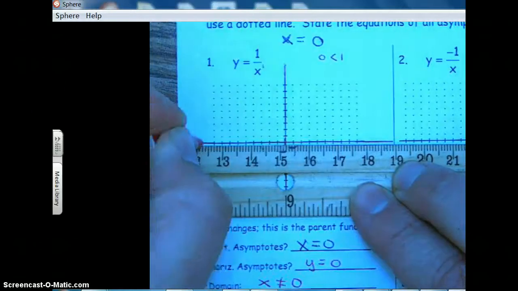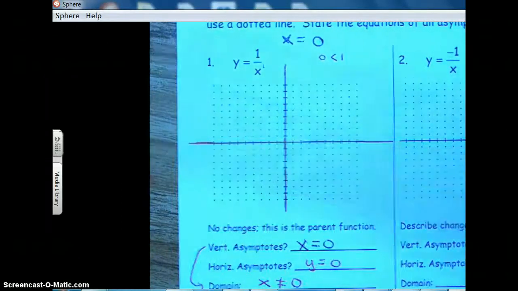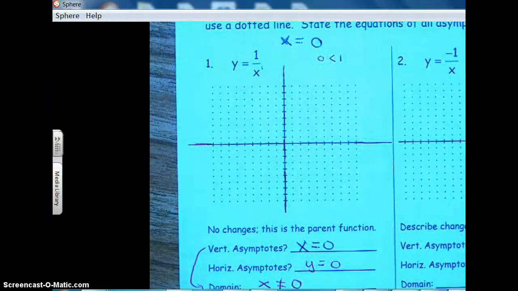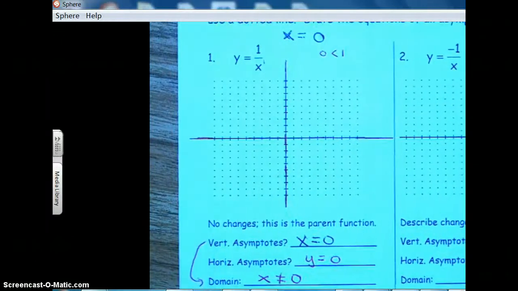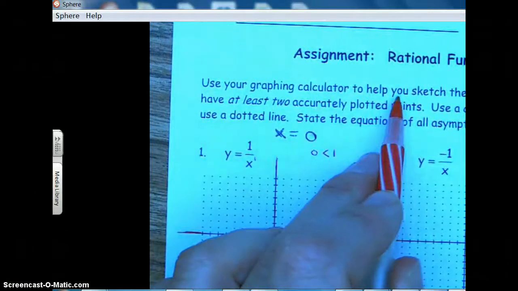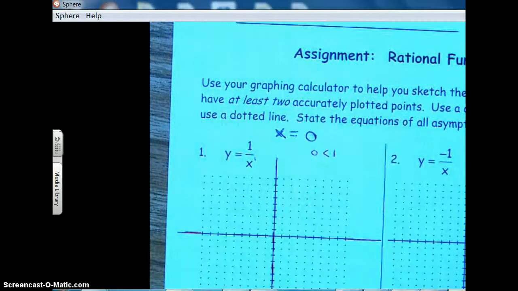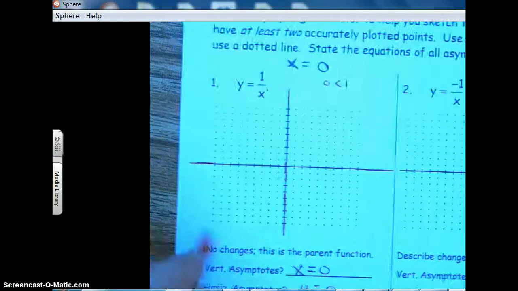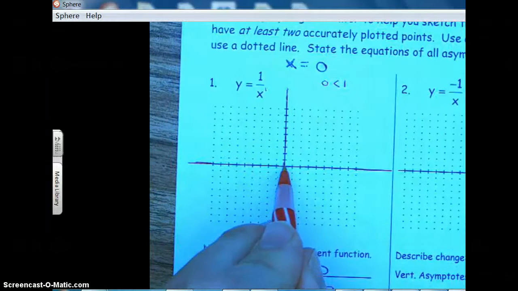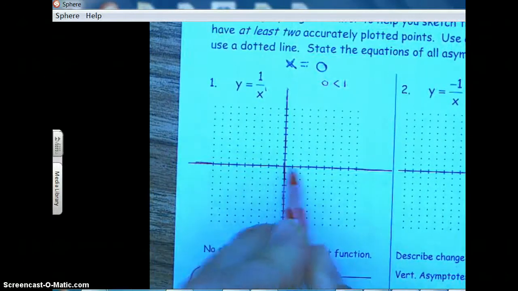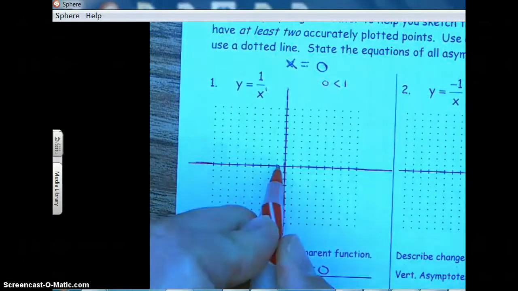So we haven't done anything new yet, except that this is the parent function. Let's go ahead and graph it. It does say to use your graphing calculator to help you sketch the graph, which you can do. But what I'm going to do is choose some numbers to the left of 0 and some numbers to the right of 0. So let's start off with -1.